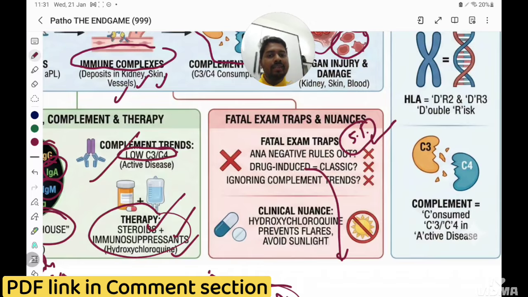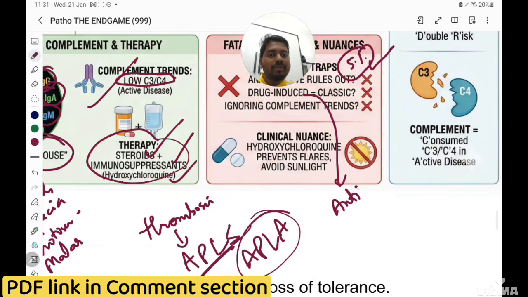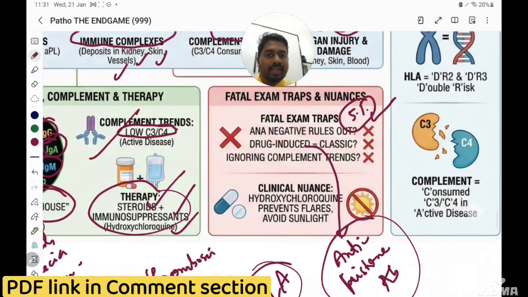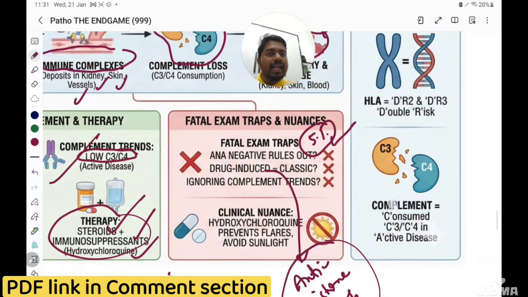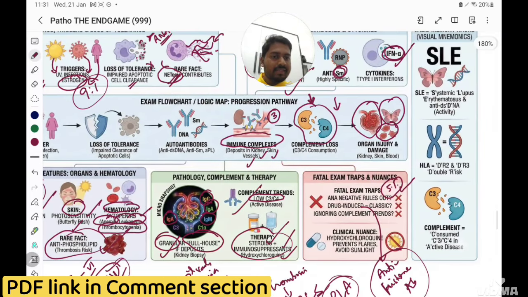In drug-induced SLE, the most common antibody, which is more specific, is the antihistone antibody. Antihistone antibody is more specific in case of drug-induced SLE. And that's it. I think I have discussed almost everything.